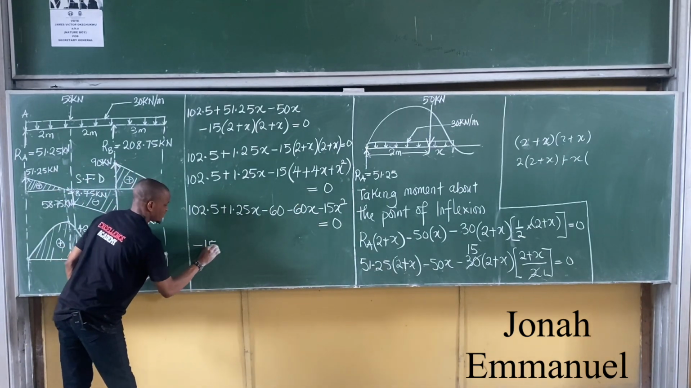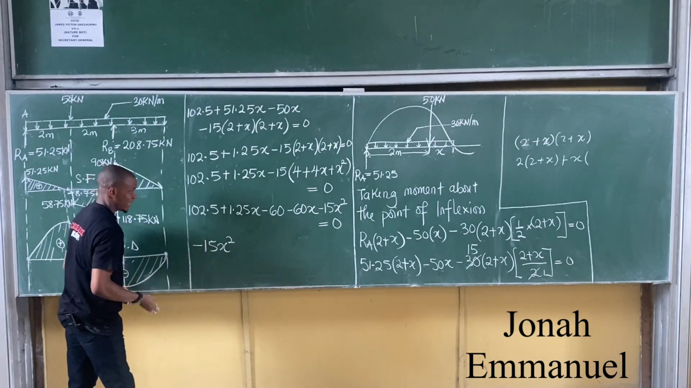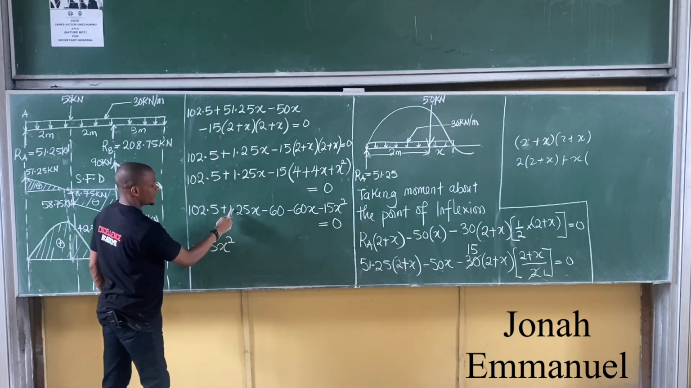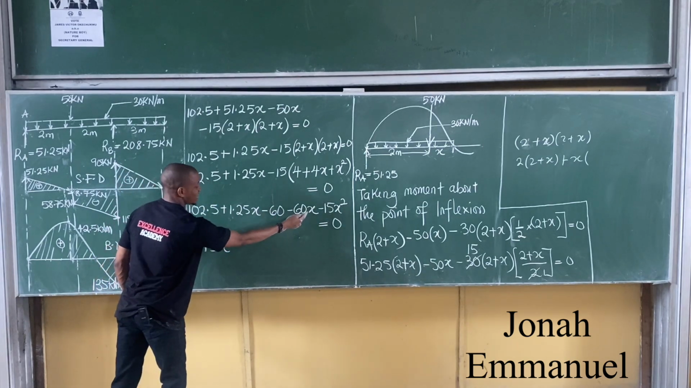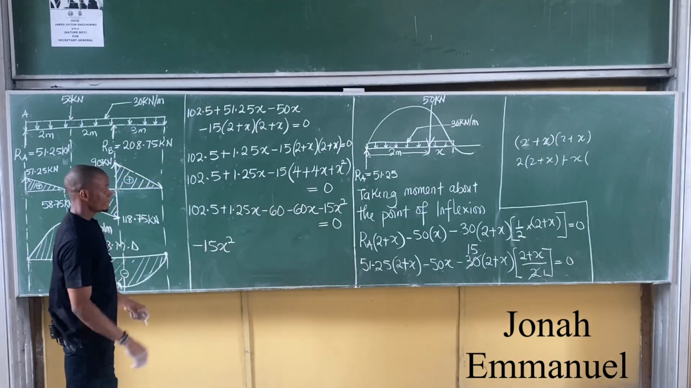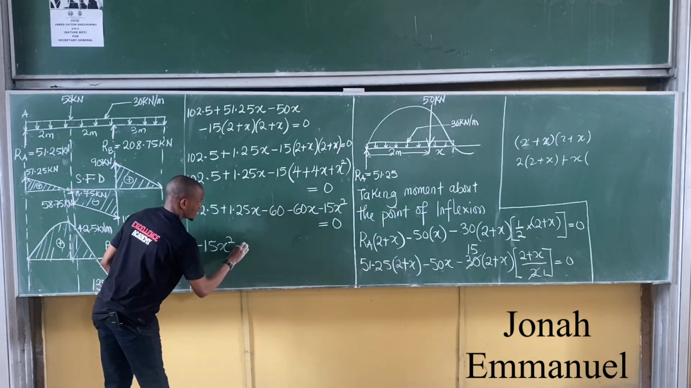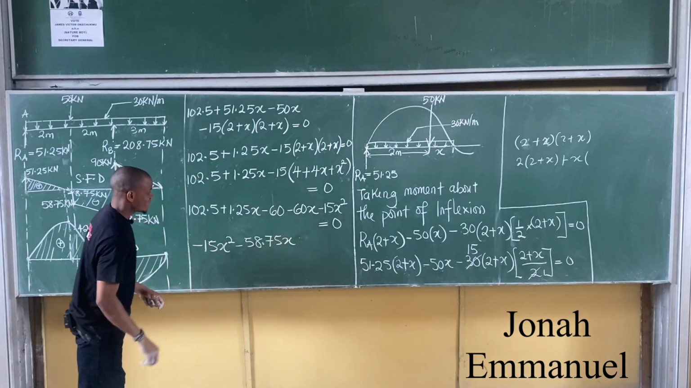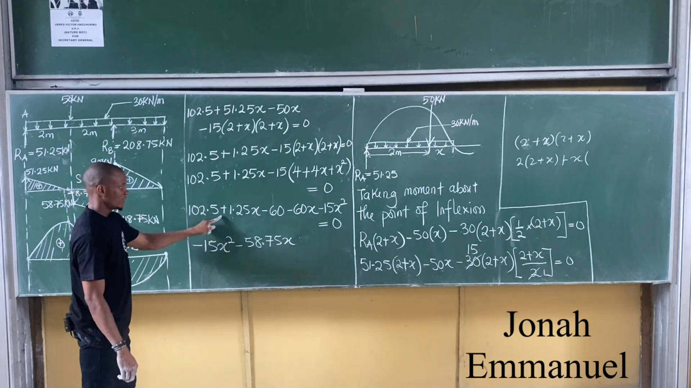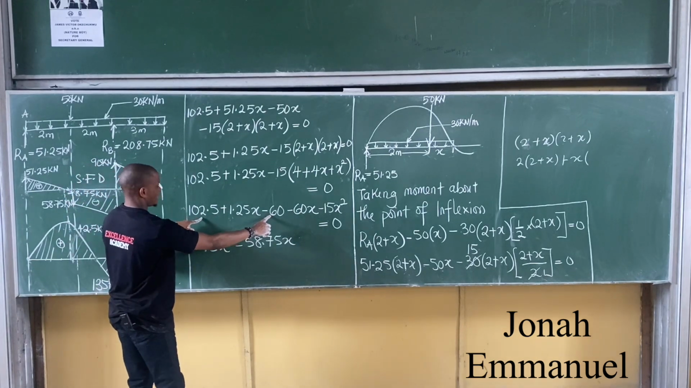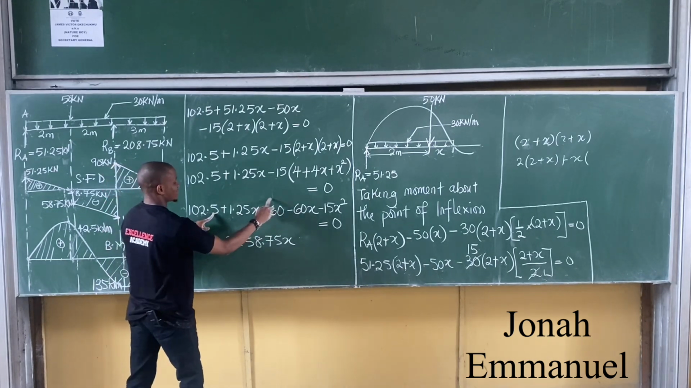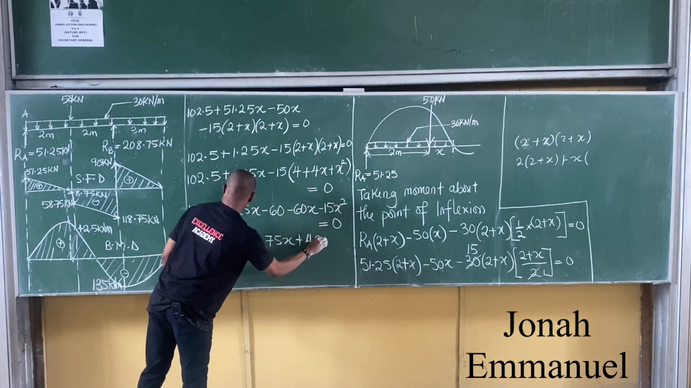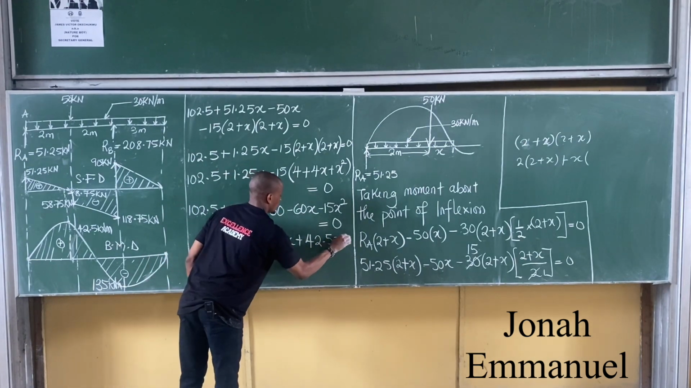Minus 15x squared. Okay, what next? Take the x's. I have this and this. So give me 1.25x minus 60x. What do you get? Minus what? 58.75x. Take the constant. You got this and this, right? Yeah, so give me 102.5 minus 60. What do you get? Plus 42.1 equal to what there?